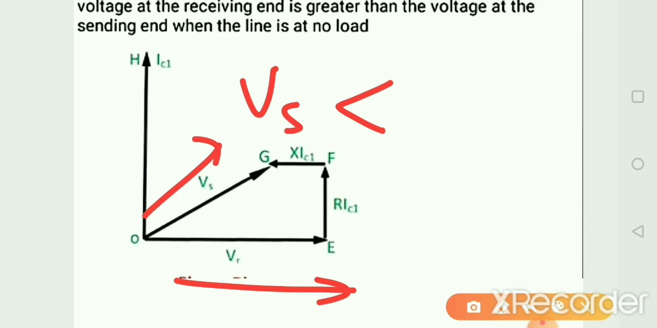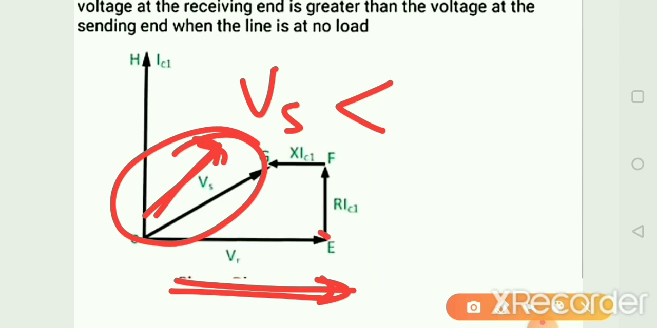Here the magnitude of Vr is here and the Vs is here, so the magnitude of Vs is small as compared to the Vr. So we can say our receiving end voltage is greater than the sending end voltage. It means the sending end voltage becomes less, around 5% to 10%, it varies.